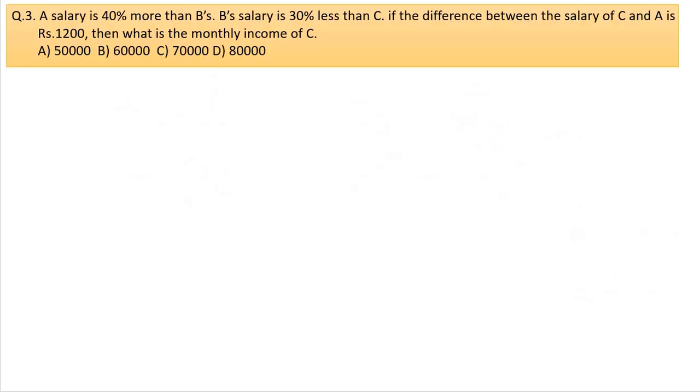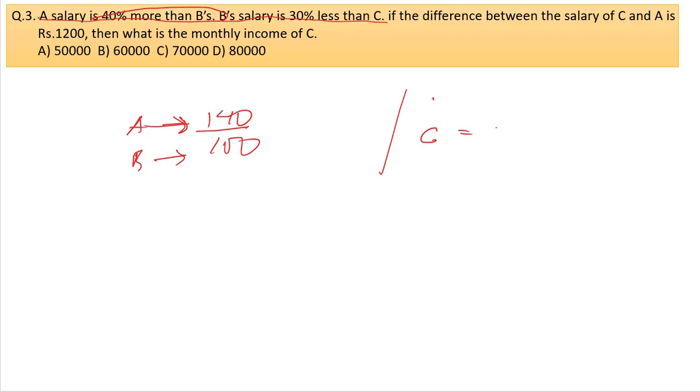In the next question, we have the salary of A is 40% more than B. That is, A is 140 and B is 100. So if A's salary is 140, B's salary will be 100. In the next, B's salary is 30% less than C. So if C's salary is 100, then B's salary will be 70, because 30% less. After cancelling, we have 7 by 10, and then 7 by 5.